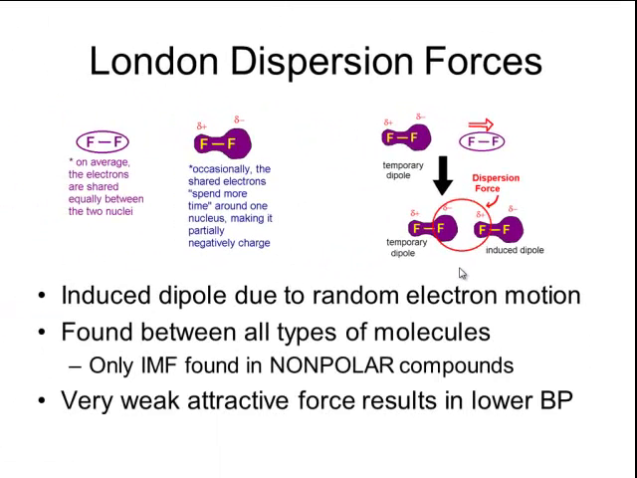London dispersion forces are found between all types of molecules, both polar compounds and nonpolar compounds. But in a nonpolar compound, the London dispersion force is the only intermolecular force that will be present. Because these dipoles are temporary, that attraction is only going to hold for an instant, and so this intermolecular force is a very weak attractive force. And that weak attractive force will result in compounds that have a very low boiling point. These types of compounds often exist as gases or as liquids that evaporate very quickly to change into gases.